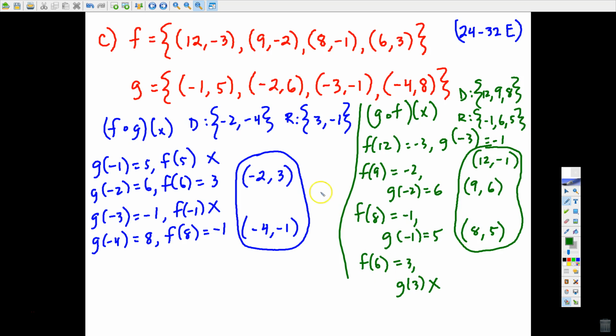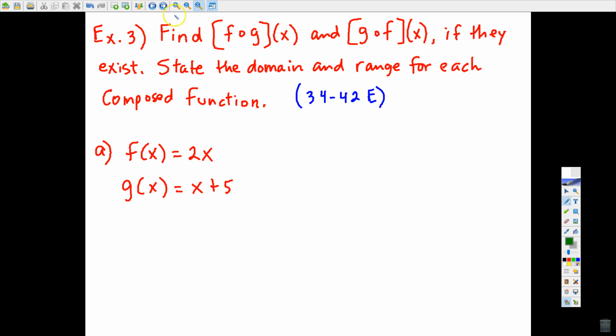And that is it. That is the problems for 24 to 32 even. And then that brings us to this last part, this last set of problems, where we're still doing composite functions, but this time instead of inputting actual numbers in for x, we're going to be inputting actual functions. Okay, let me show you what I mean by that.